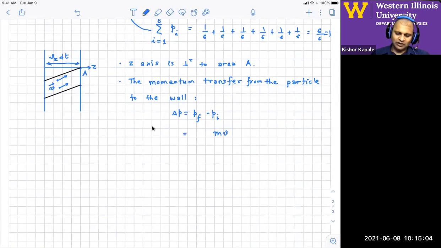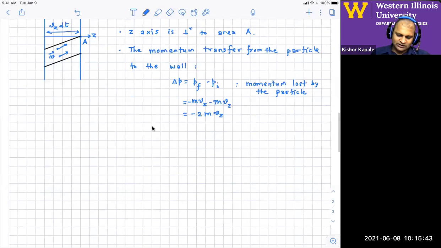This is the momentum lost by the particle, because the sign is going to be important. Right, so that's the initial momentum, m vz. What would be the final momentum? So it was in the z direction. Later on, after the collision, it's going to be in the negative z direction. So it's going to be negative m vz. And we are assuming elastic collision, so no energy loss. And so you get negative 2 m vz.